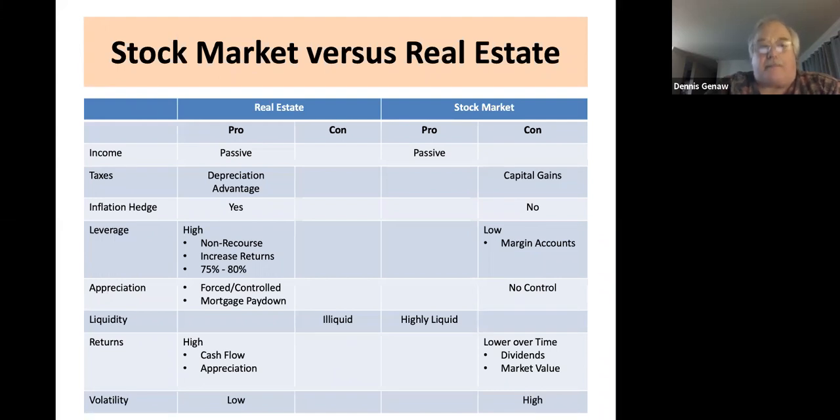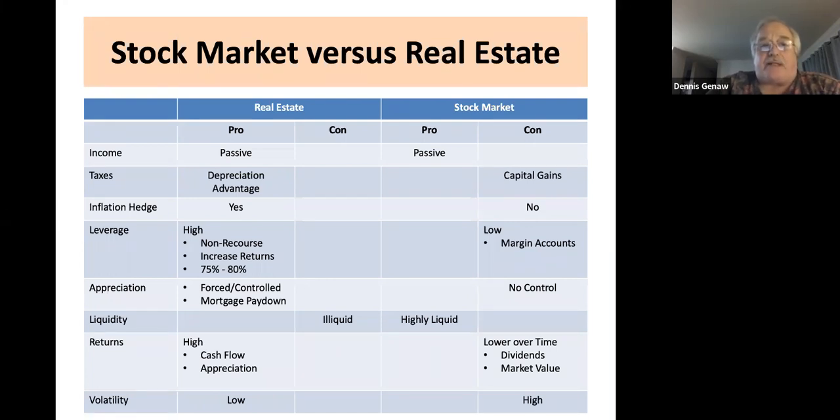All right, so you've got income. Does real estate provide income? Yes, it provides passive income, and if you're a passive investor, that's what you're looking for. The stock market can also provide passive income, especially through dividends. Are there any tax advantages? In real estate, yes, you've got the advantage of depreciation. In the stock market, not so much. You will take a hit on taxes when it comes to capital gains when you sell. You also see some capital gains in real estate, but you can offset those capital gains with depreciation. Income and other gains can be offset with depreciation. You don't see that in the stock market.